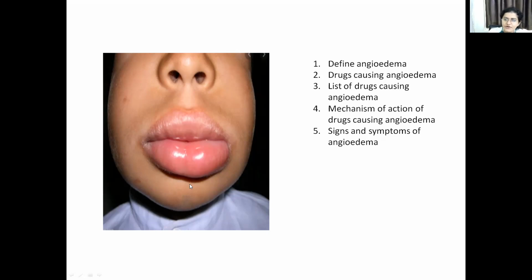Okay, this is only for theoretical purposes you should know. Any question can be asked regarding this chart. First identify the ADR, what are the drugs causing this ADR, and then the signs and symptoms and treatment can also be asked. It depends on what question is asked. So you have to read in detail about angioedema.